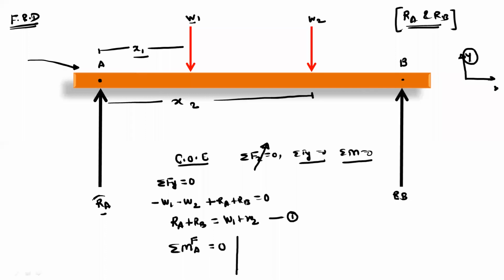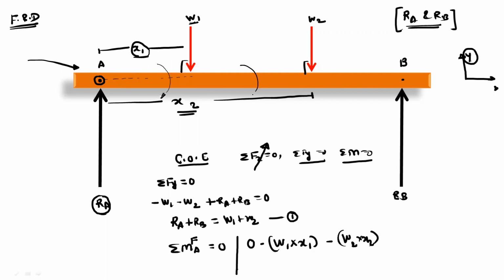Moment by the first reaction about point A is 0 because Ra is passing through point A. Now moment by W1. W1 is exactly perpendicular to this line, so this is the perpendicular distance, which is x1. So the moment will be W1 into x1, force into distance, and this moment is clockwise about point A. Clockwise moment is negative, so this is minus W1 into x1. For W2, the perpendicular distance is x2 with respect to point A, the moment point. So the moment will be W2 into x2, and this is also negative because it is a clockwise moment.